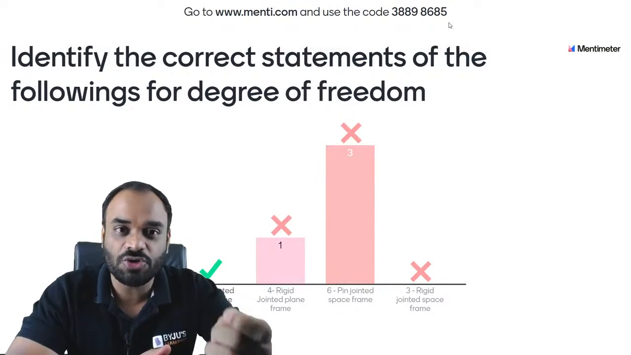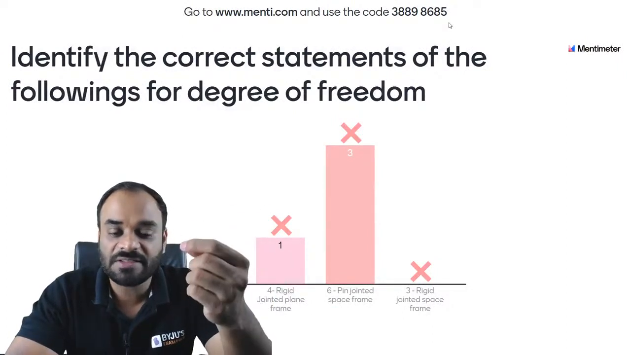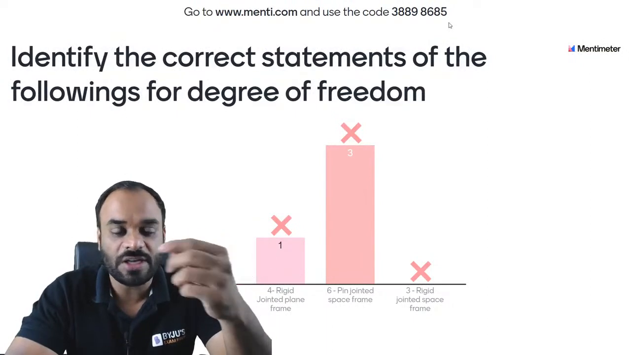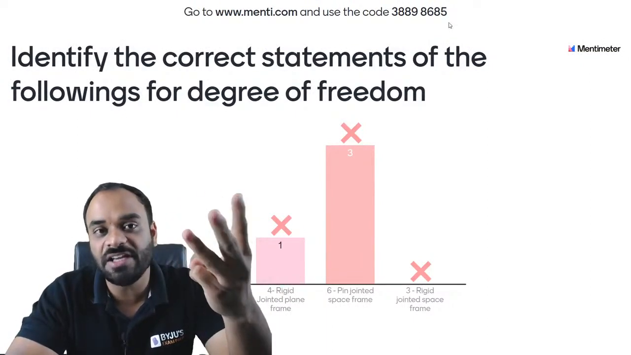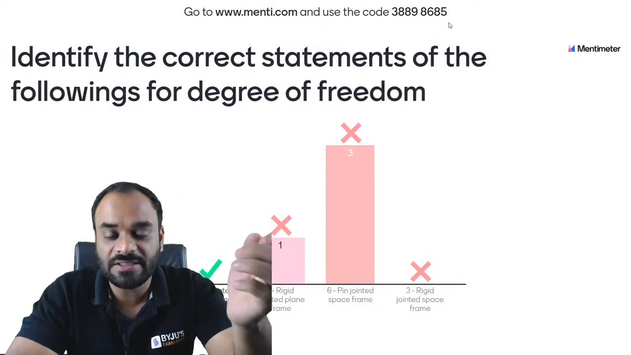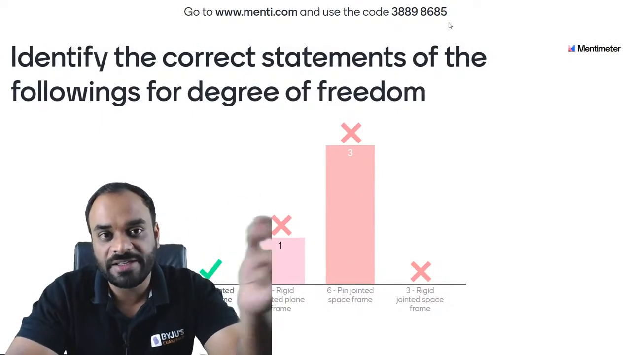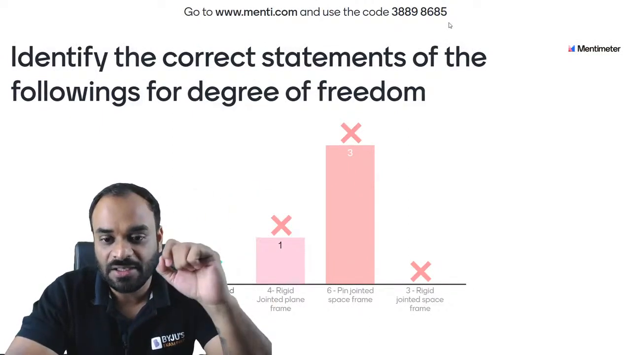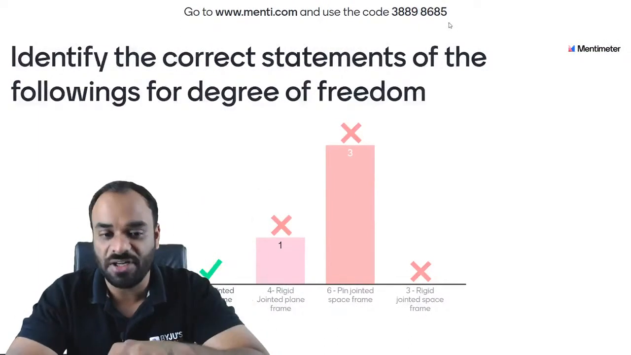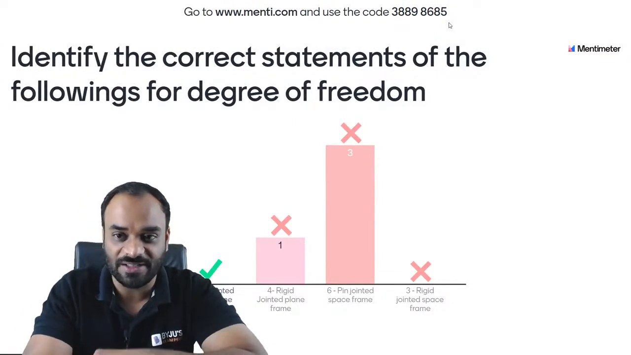right? If it is a pin joint on a plane frame, we have 2 degrees of freedom, which is delta x and delta y. But if it is a 3D pin jointed truss, or you can say a 3D truss, you may have 3 degrees of freedom, which is delta x, delta y and delta z, right? Not 6, right? Similarly, in case of rigid jointed plane frame, we have 3 degrees of freedom, delta x, delta y and theta z. But in case of 3D rigid jointed space frame, 6 degrees of freedom, right? That's why the first one is the correct answer.